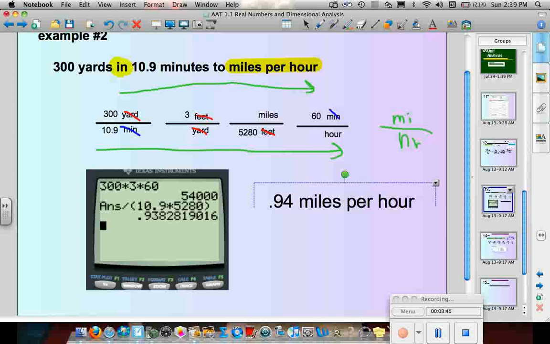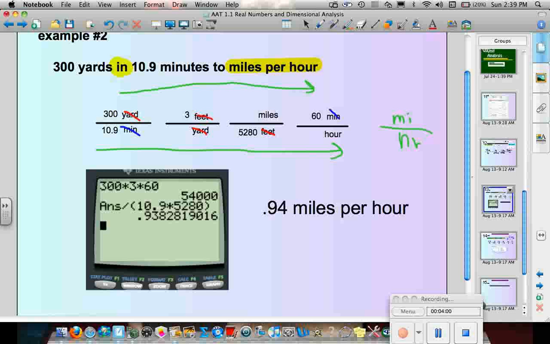You can take a second. That's pretty slow. That's less than a mile per hour. But look back, just think about this. Does this make sense? 300 yards in 10.9 minutes, is that fast or slow? It's pretty slow. So our answer totally makes sense. That's good. There's example 2. There's one more if you need another one.